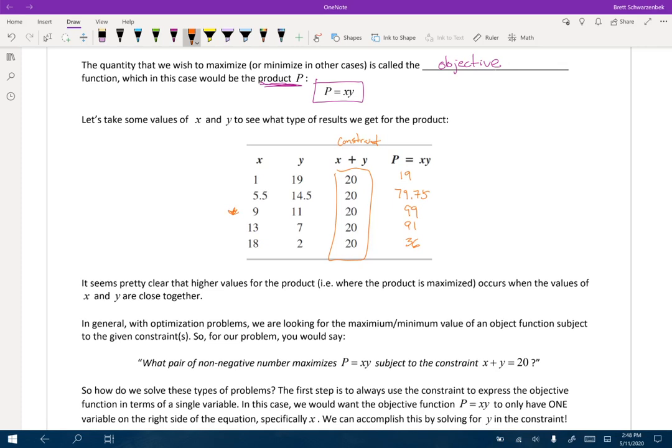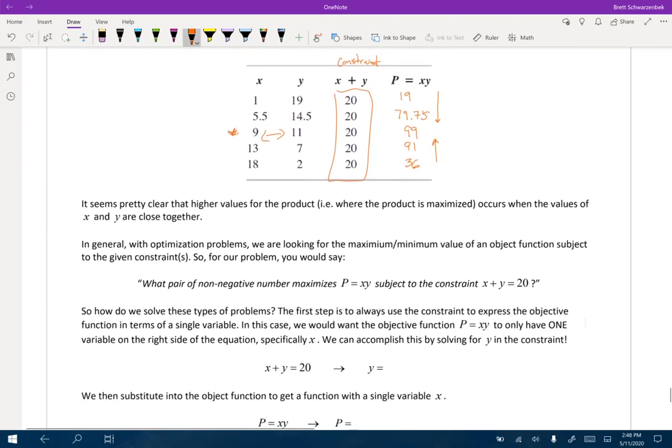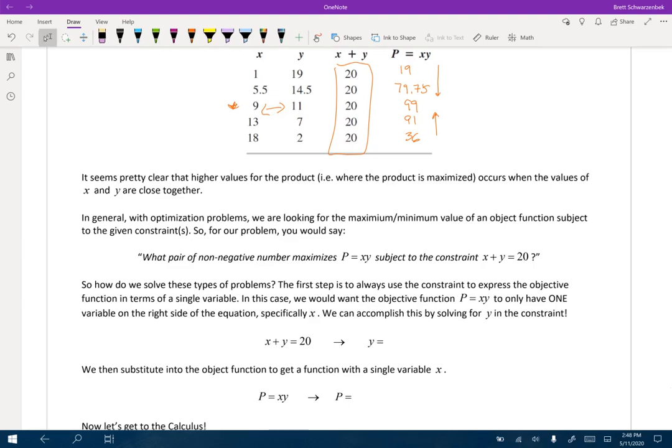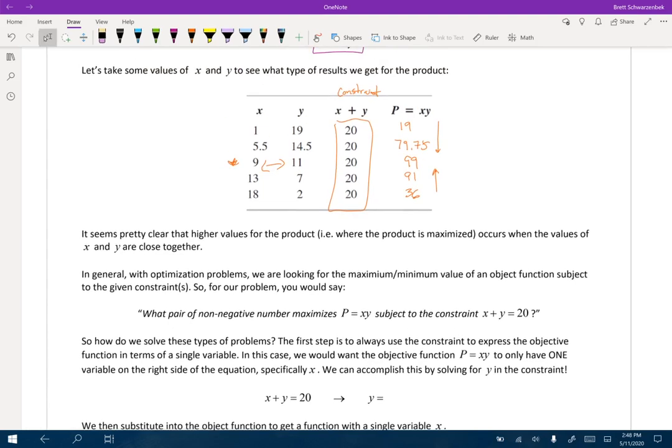Hopefully you can make an observation about what's happening here. The numbers that are farther away from each other on the outside seem to give the smaller product. So it appears that as the numbers get closer to one another, we get a larger product. We can make that sort of guess on what this is going to do. And I'm sure that you all know what the two numbers are if you just do a little bit of thinking there.